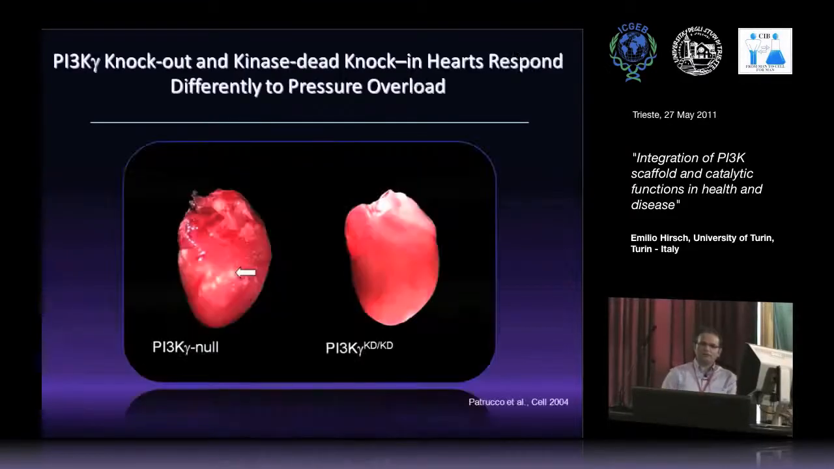But some data we produced some time ago were also suggesting that probably the mechanism was a little bit different. So some years ago, we reported that mice that lack PI3 kinase gamma and mice that express a catalytically inactive PI3 kinase gamma have extremely different phenotypes in terms of responses to aortic constriction.